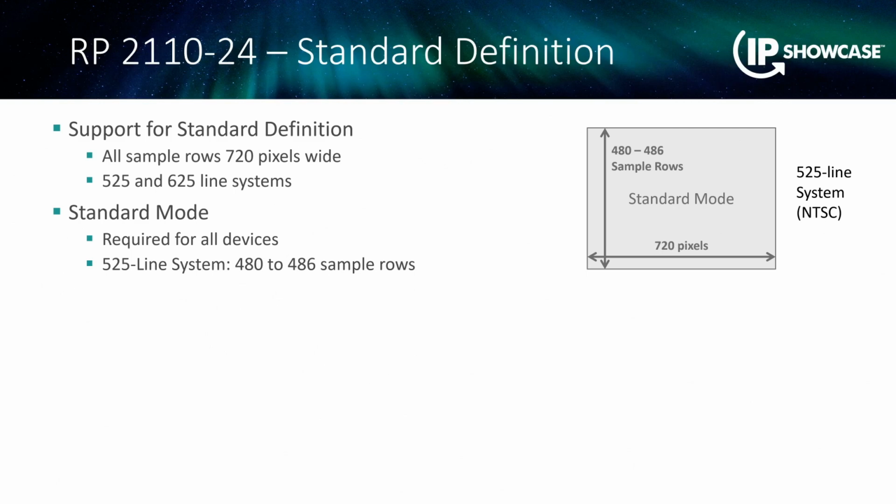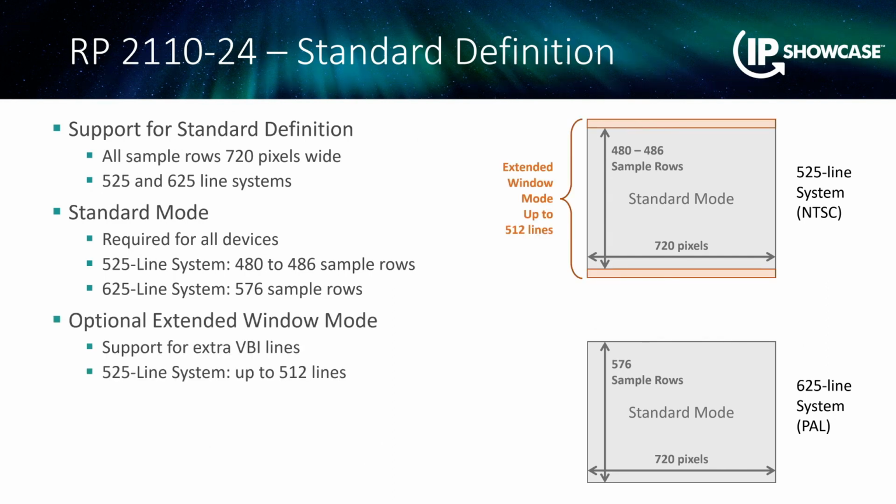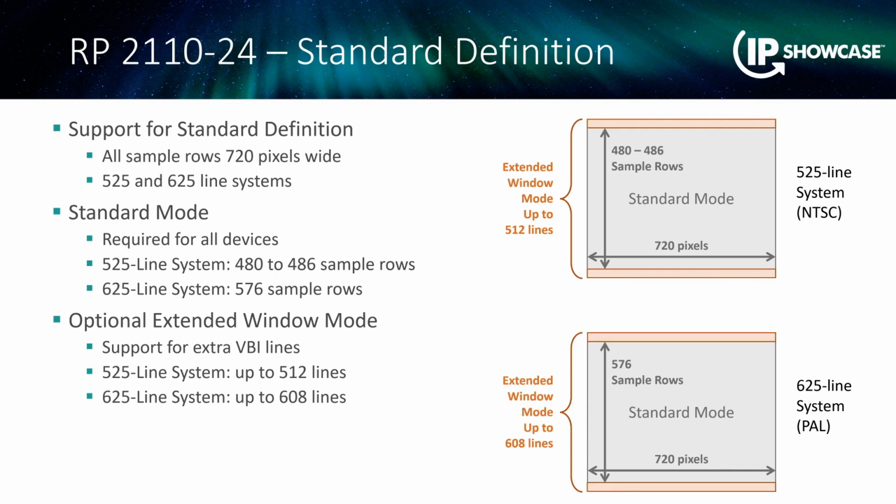A 525 line system is defined, as you can see, with between 480 and 486 sample rows, and the 625 line system is defined as having 576. So these are your active sample rows, okay? That is what we would call a normal video image. We also offered an extended window because there are a lot of things from legacy standard def video, including the way that captions are done in the US and things like that, that required some additional vertical lines of video to be included. So you can actually go to an extended window mode, which is shown here on the diagram, and you can see how many lines you can provide.